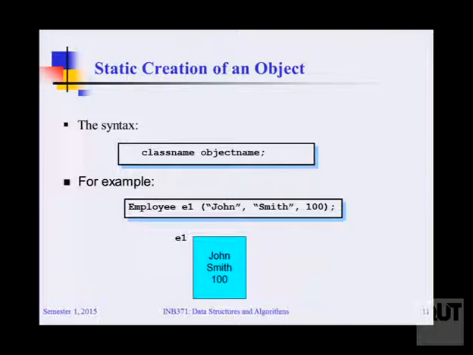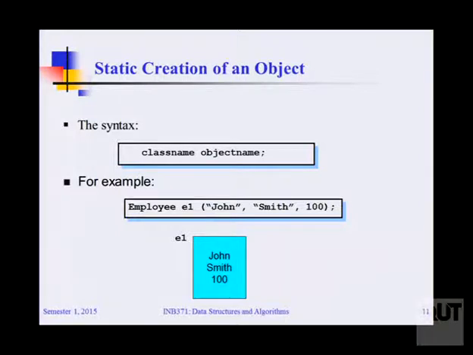Okay, now we look at the static creation of an object in C++. This is static. This is the syntax. So once we have declared and implemented our employee class, then we can use it now, right? So for example, if we want to create an employee object, let's say E1. E1 is an object. It's not a reference. This is different from C# and Java. This is actually an object. Okay. E1 is an object of the employee class, right?